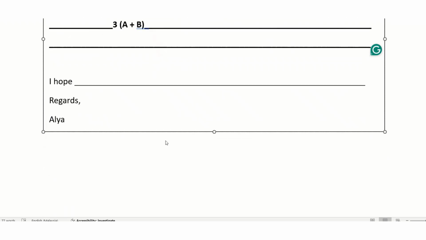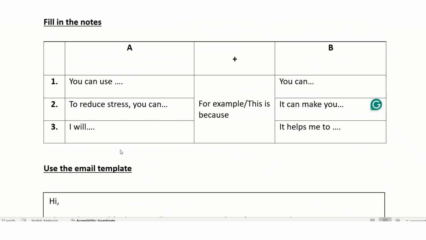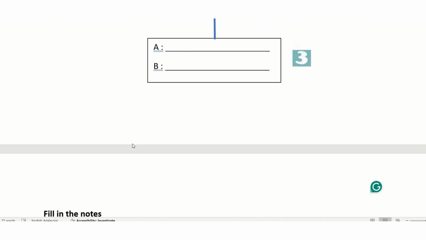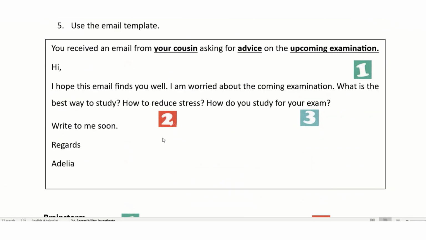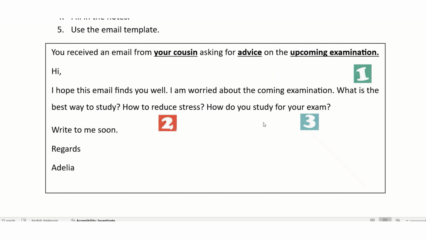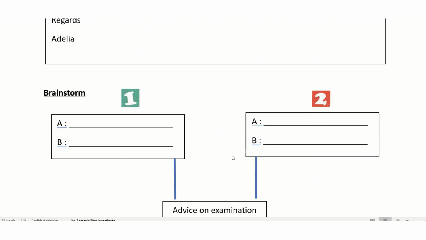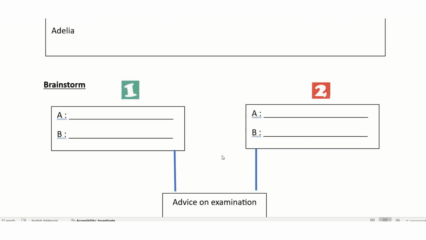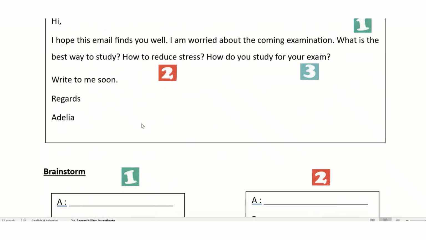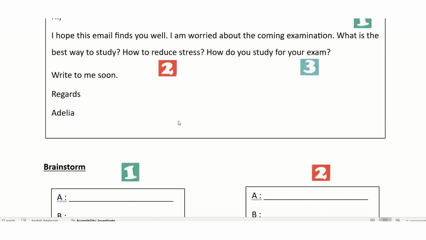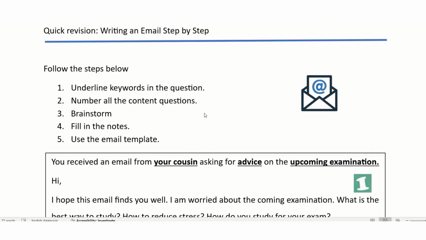So this is just a very quick sharing of how I use this in my class. Actually, this was just a classroom activity where I wrote everything on the whiteboard, and then I got the idea to turn it into a worksheet so that I can share it with anyone out there who's interested to learn just another way on how you can do a quick revision on writing an email step by step.